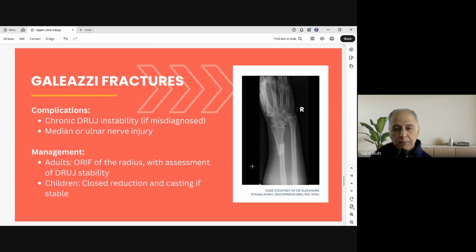You can end up with chronic distal radial joint instability if the joint is not relocated, and you may require internal fixation for the radial fracture. Next slide, please.